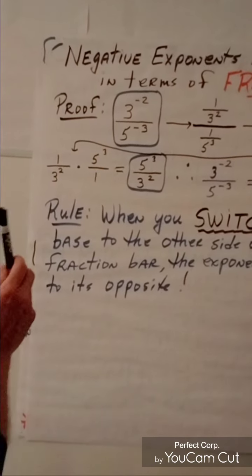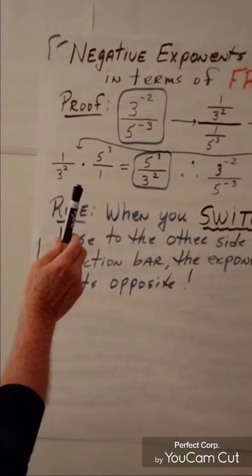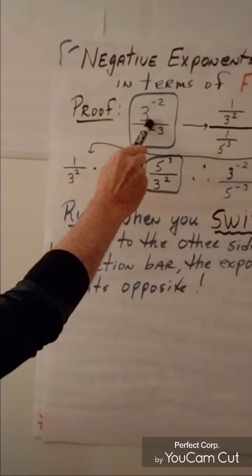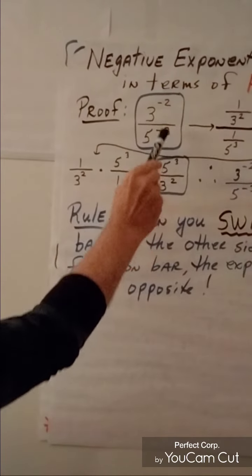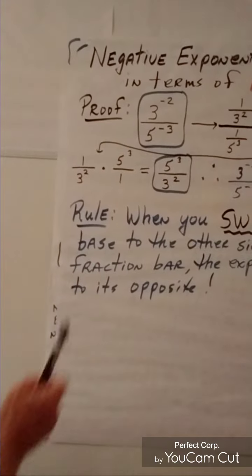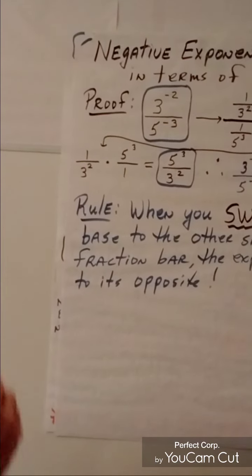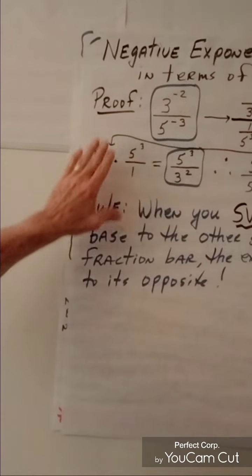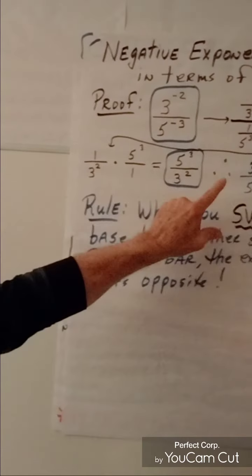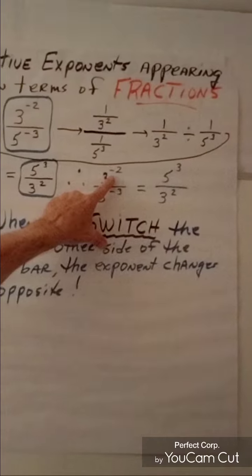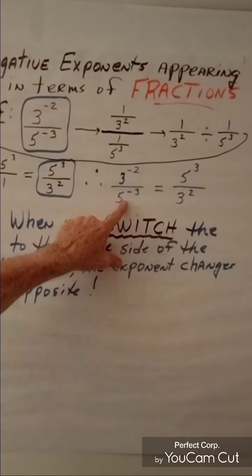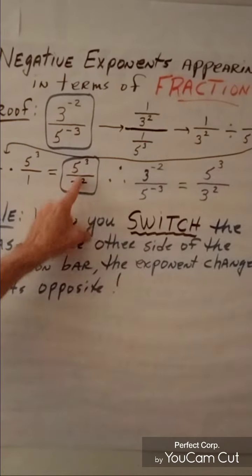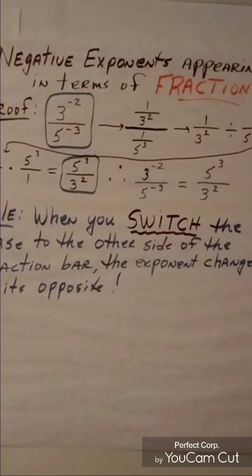Folks, first truth. These two statements that are boxed off, they equal each other. We have honored everything in a truthful way. 3 to the negative second over 5 to the negative third is equal to 5 to the third over 3 to the second.